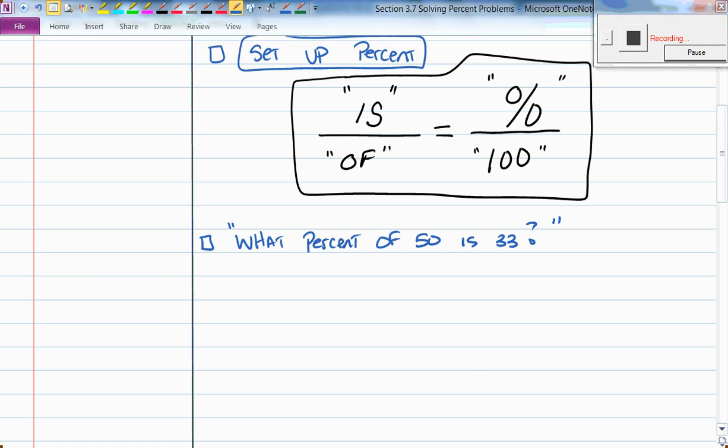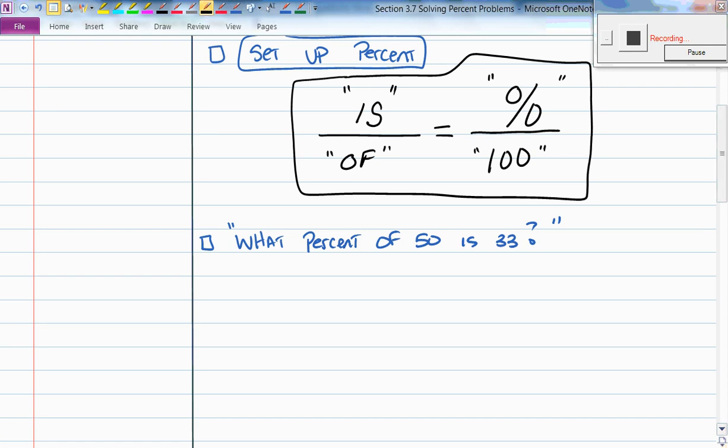Let me ask you this. What's 50% of 50? 25. So we know 50% of 50 is 25. But we want to know what percent of 50 is 33. So should our answer be bigger or smaller than 25? I mean, sorry, than 50%. It should be bigger in this case, right? Because we know 50% is 25, and we're looking for 33. So we should have a bigger percentage than 25. You guys with me on that? Yeah, okay, good.